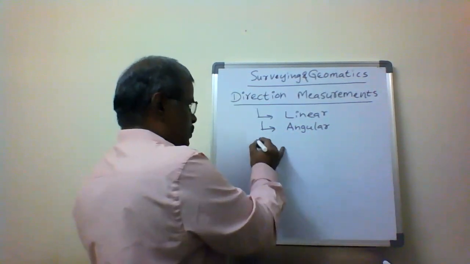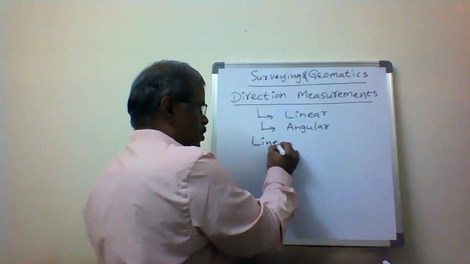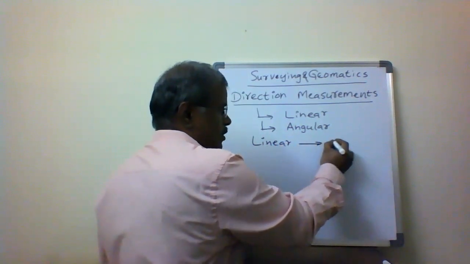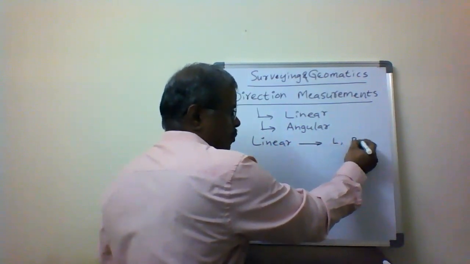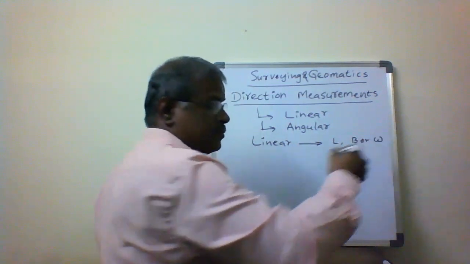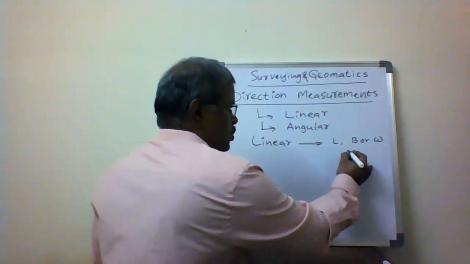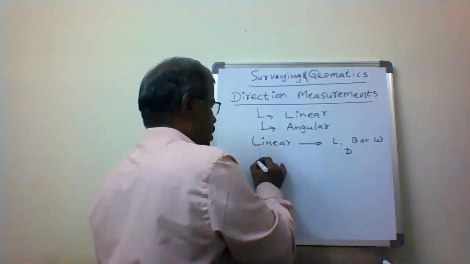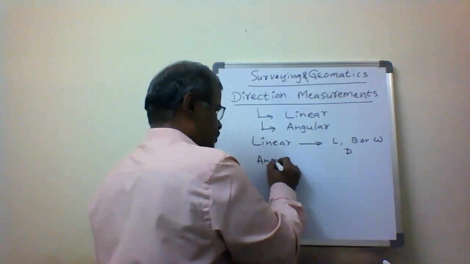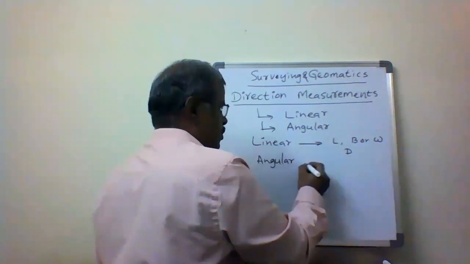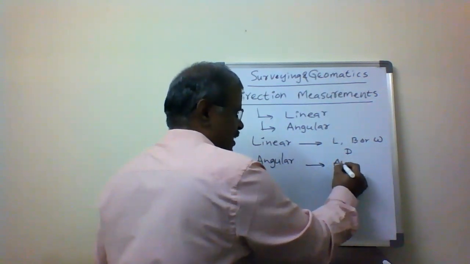What are linear measurements? Linear measurements are length, breadth, or width. Sometimes we'll go for the depth. Angular measurements are going to be called as angle.